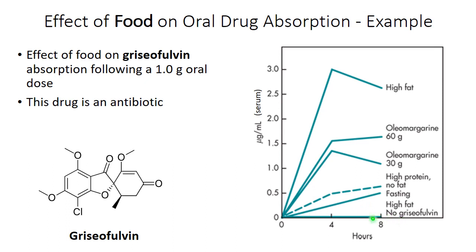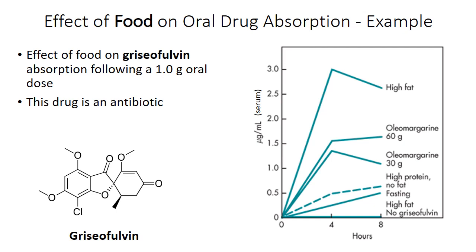and this is just the control, the negative control, there's no drug. And then if we're fasting, we give the drug. This would be after 8 hours. This would be our serum concentration. High protein has very little effect. But then this is oleomargarine. Margarine is mostly plant fats, so it's basically just adding this kind of purified plant fat. I don't remember if that was the same oleomargarine or just a generally fatty meal. But essentially, the idea is the more fat, the higher the concentration in the serum.